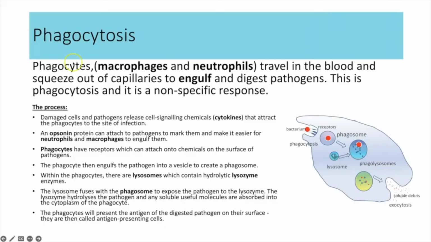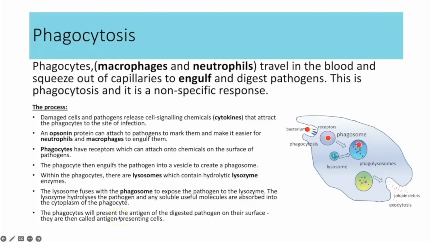And this is done by white blood cells called phagocytes. And phagocytes could be macrophages or neutrophils. And these travel in the blood and they can squeeze out of the capillaries to engulf and digest pathogens. And in that way, they destroy them. And this is non-specific, meaning this will happen in the same way for all pathogens.